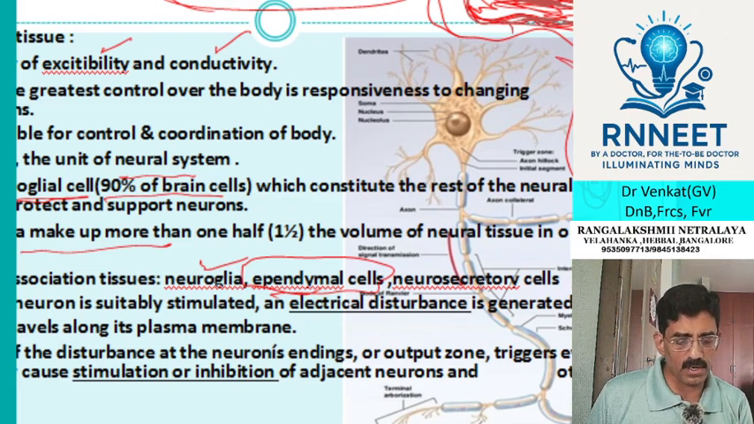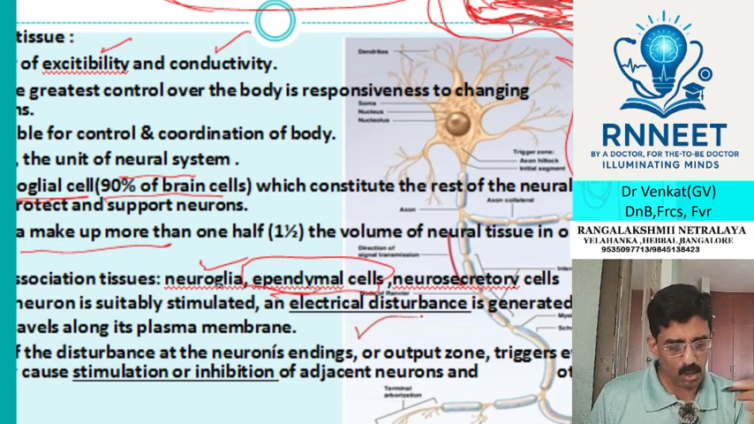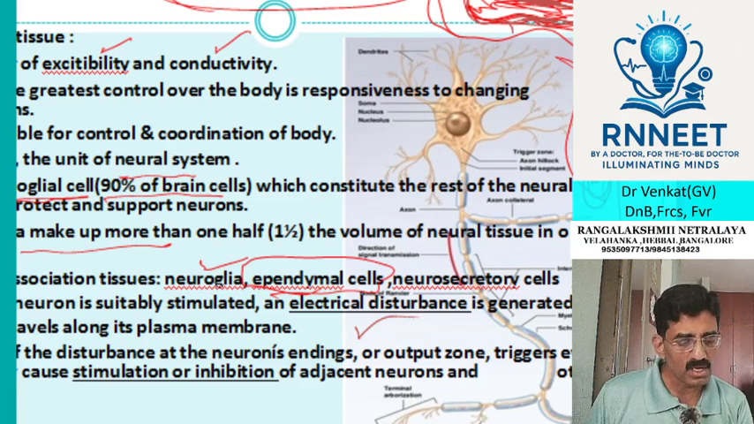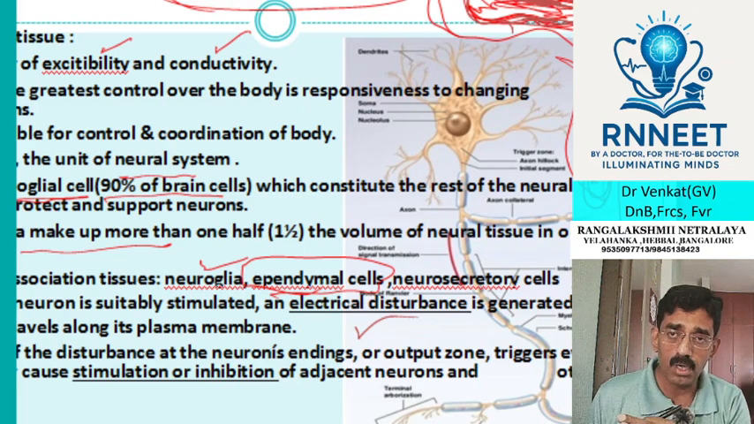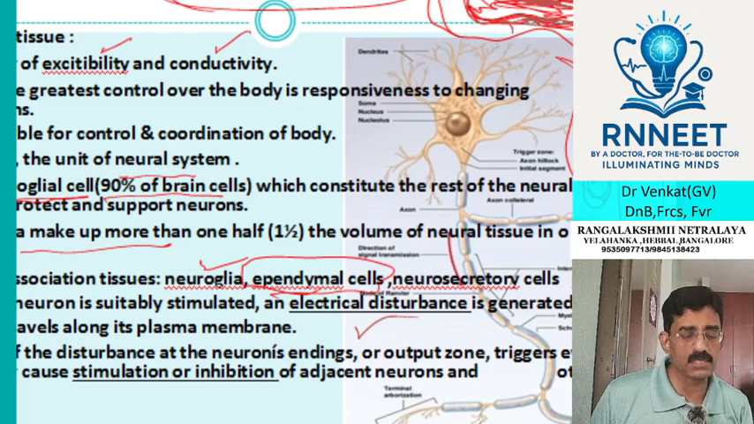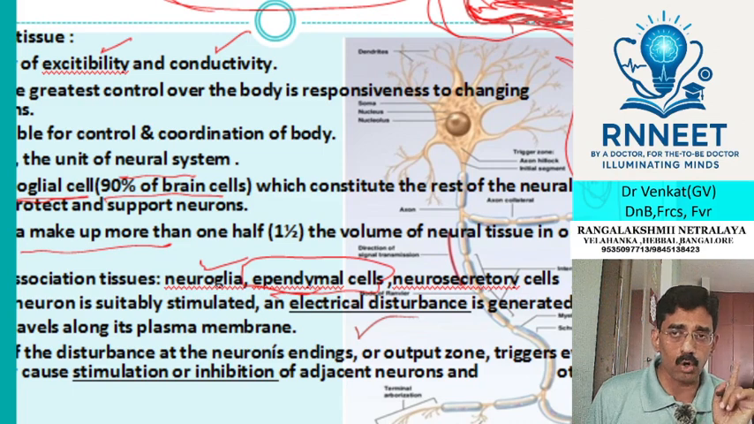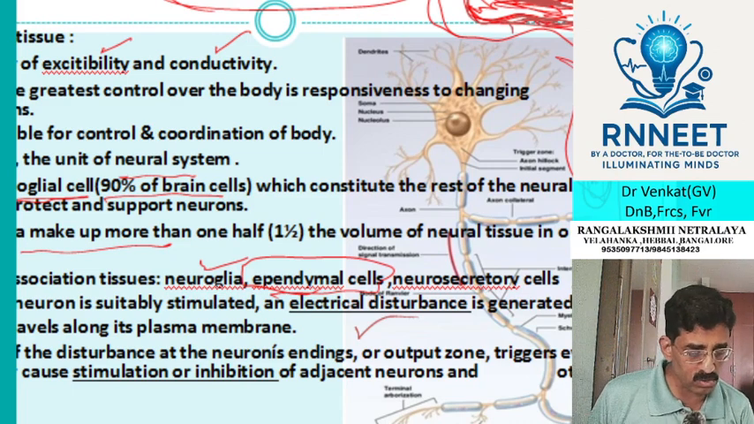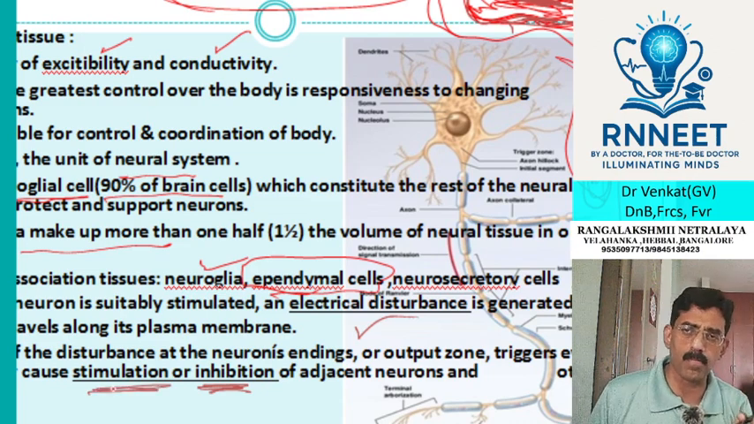When a neuron is stimulated, an electrical disturbance is generated, and this transfers along the plasma membrane. The arrival of the disturbance at the neuron's endings gives you the nerve signal or the output, and this happens through the synapse. This can create a stimulation or an inhibition of the adjacent neuron. So the electrical signal can cause either stimulation or inhibition. These are some of the important points that you want to capture in neural tissues.